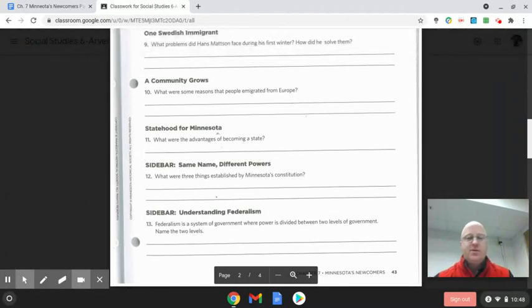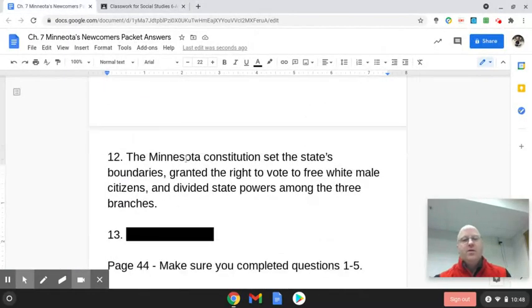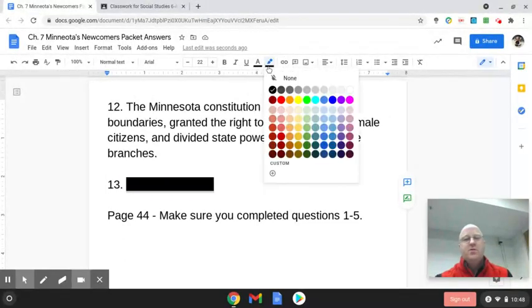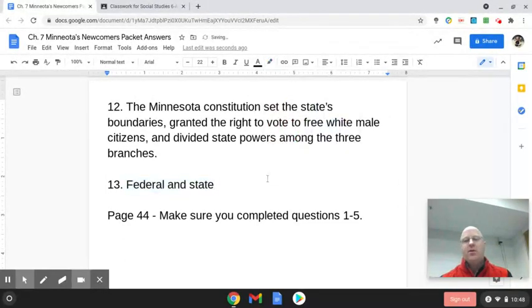Question 13. Federalism is a system of government where power is divided between two levels of government. Name the two levels? So the government in our country, we operate under the idea of federalism, which means there are two levels of government. We have the federal level. The federal level controls the entire country. Then you have state governments, where each state has a government that runs the state. So we have 50 of those state governments. So that's the two levels of government in our country. Federal runs the entire country. State runs that specific state.